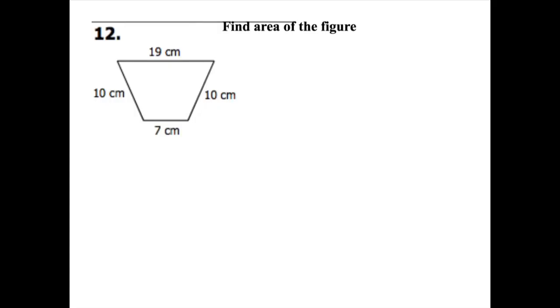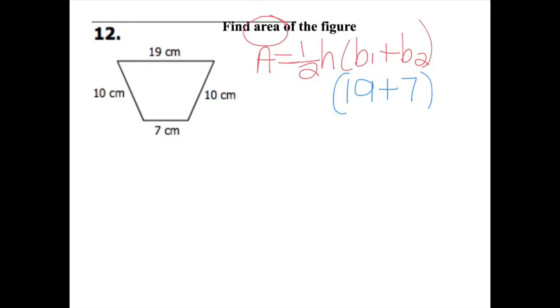First thing we ask ourselves is, what do we need to do? We need to find the area. What figure is this? It's a trapezoid, so we want to start off by writing the formula for a trapezoid from our formula sheet, which will be provided. Area is equal to 1/2 the height times the sum of the bases. Well, guess what? We're given the bases, so let's go ahead and put that in. So we have 19 plus 7.